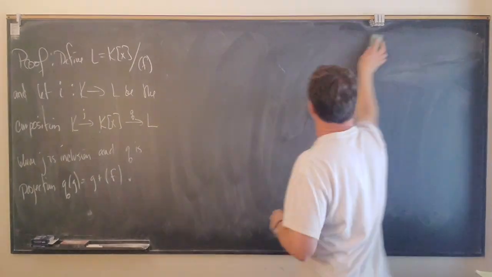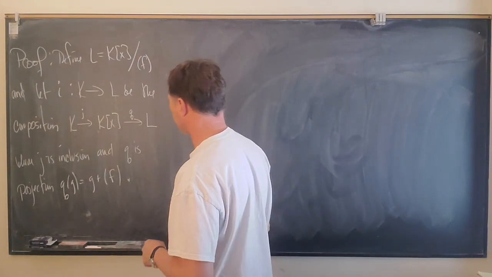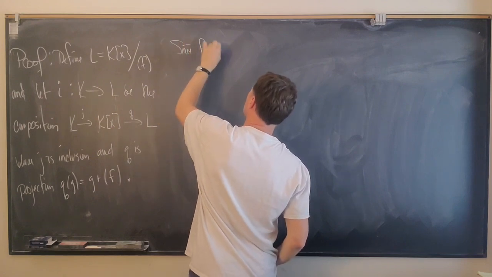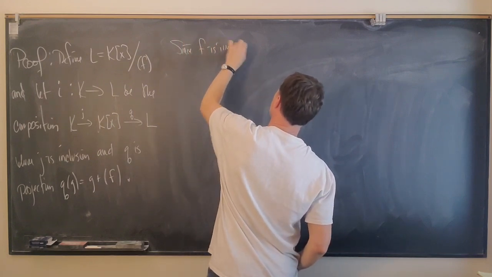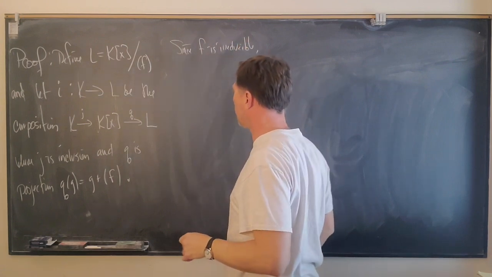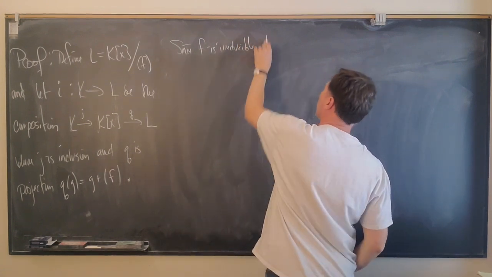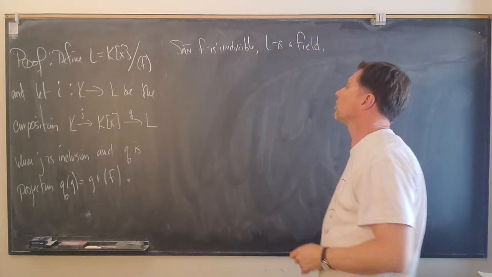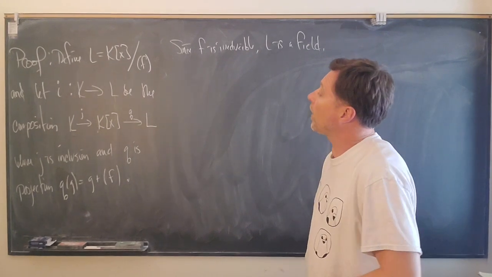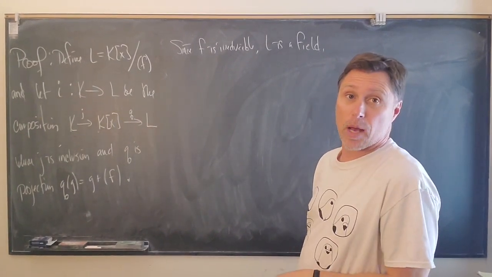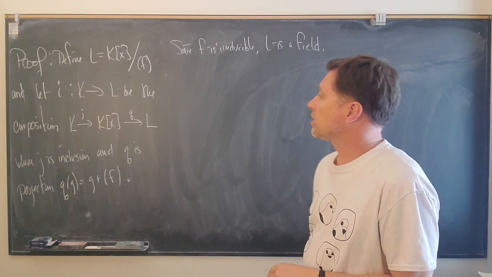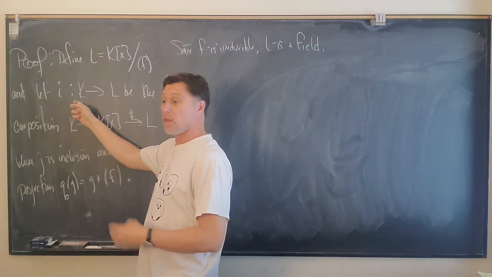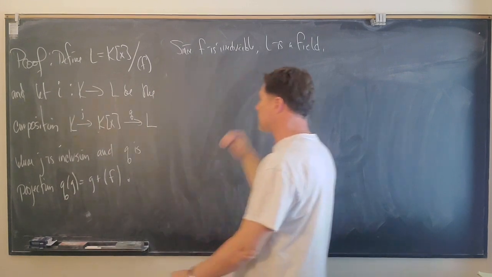Okay, so that was one long sentence there. So now, what do we need to say? Well, of course, since f is irreducible, L is a field. What else do we need to say? Oh, I need to argue that I is actually a monomorphism. Remember, an extension is a couple of fields together with a monomorphism that allows us to view the domain as sitting inside as a subfield of the codomain.